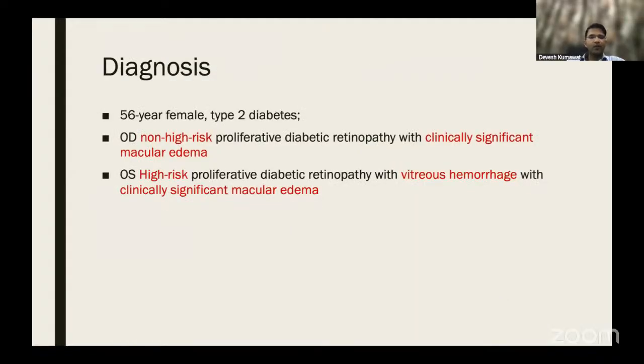Now, then you come to the diagnosis. So, diagnosis in this patient will be a 56-year-old female patient with type 2 diabetes, right eye, non-high-risk PDR with clinically significant macular edema, because you can tell clinically whether it is significant or not, or you can also use the international classification system, whether it is mild, moderate, and severe, depending on the presence of hard exudates and thickening in relation to the center of the fovea.